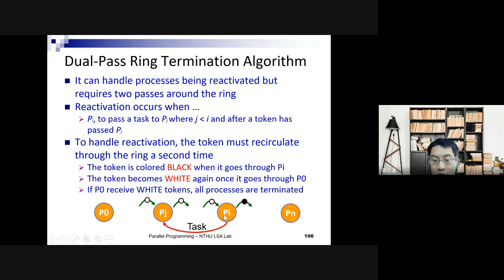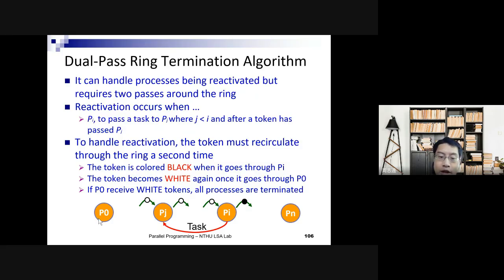As you can see, if P0 receives a white token, that means during the whole process, when we pass this token around, no backward message happened. Since no backward message happened, that proves no reactivation could happen. And if no reactivation happened, then even a single pass can correctly identify a global termination condition. So that's the idea.